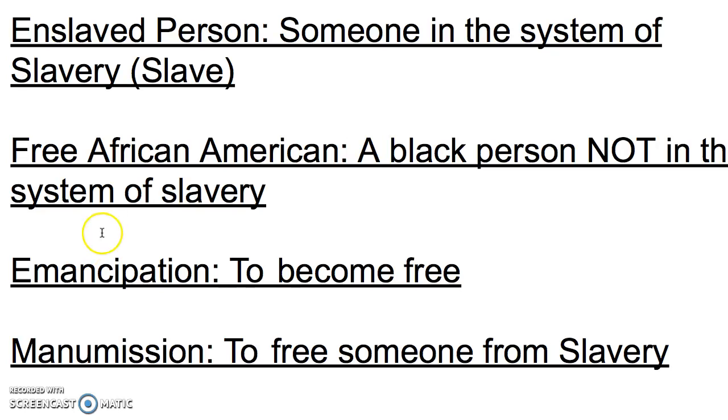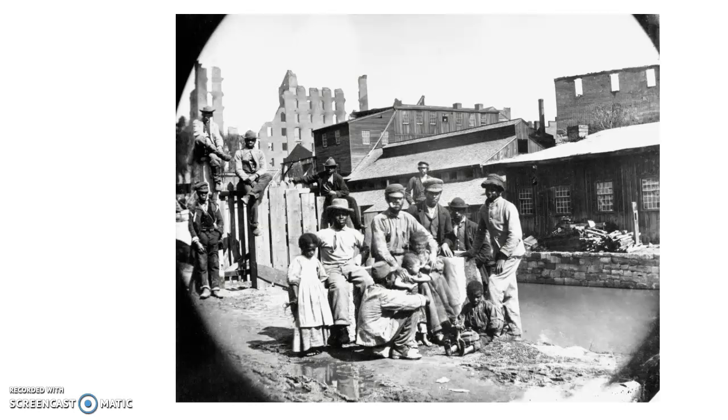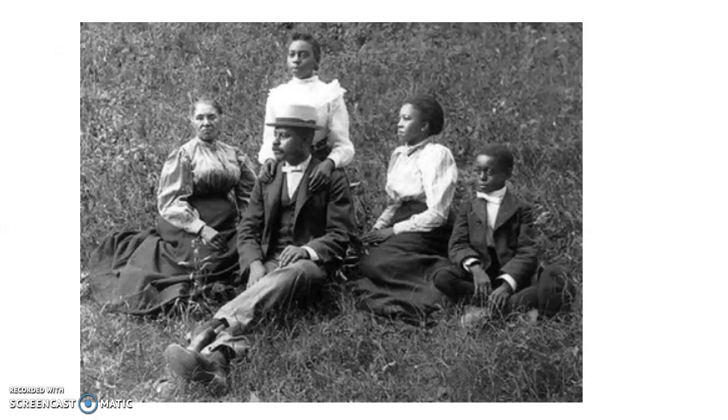So free African Americans, sometimes when we think about life before the Civil War for African Americans, we immediately think of slaves, but there was large populations of free African Americans in the country as well. So I'm going to show you some pictures of free African American families, so you can have that in your head. And they were not part of the slavery system, so they'd have jobs to support themselves, although not all jobs were open to African Americans at the time. Not all schooling was open to African Americans at the time.